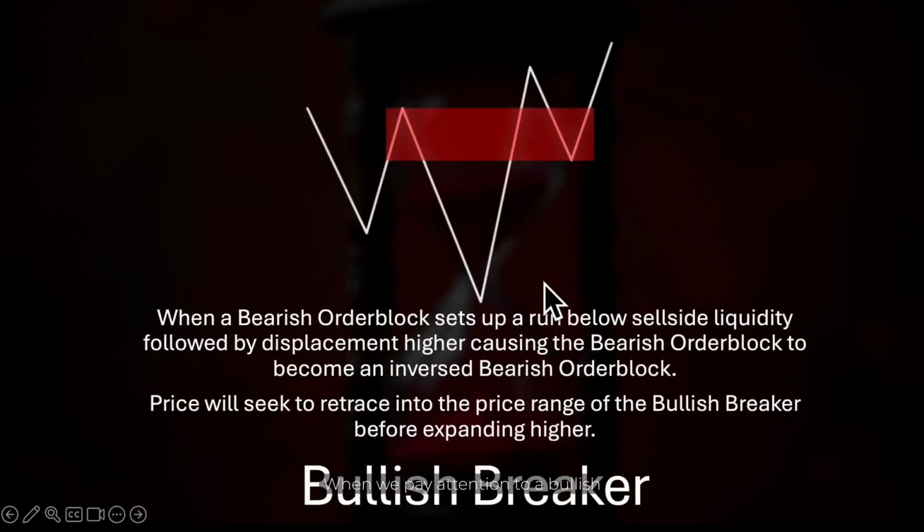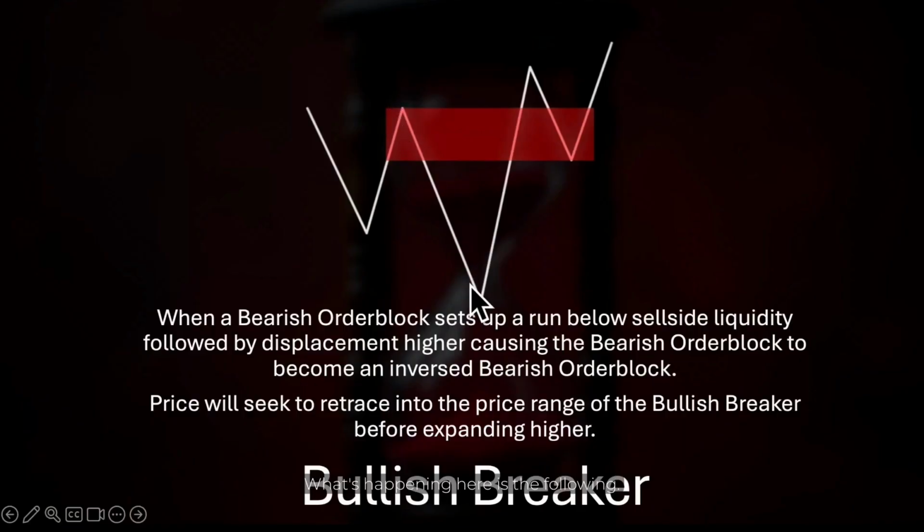When we pay attention to a bullish breaker formation then, you must understand that when a bearish order block sets up a run below sell-side liquidity, followed by displacement higher, a bearish order block will be turning into an inverse bearish order block. And the reason why this is happening is because just like I outlined to you within the bearish examples, within the premium array creations, we're looking at that final run lower right here to be manipulation.